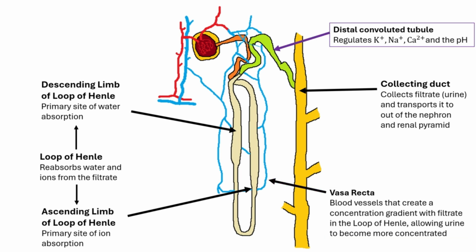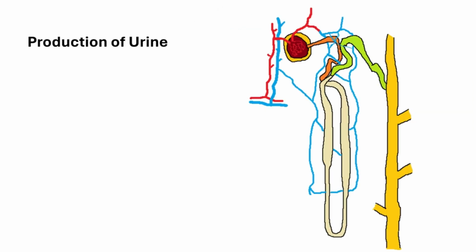The filtrate moves from the loop of Henle to the distal convoluted tubule, which helps balance the pH and electrolytes. Then lastly, the filtrate, called urine, enters the collecting duct, which transports it out of nephrons and into renal pyramids, where it eventually makes its way to the bladder and leaves the body by urination. So that's how nephrons in the urinary system work.